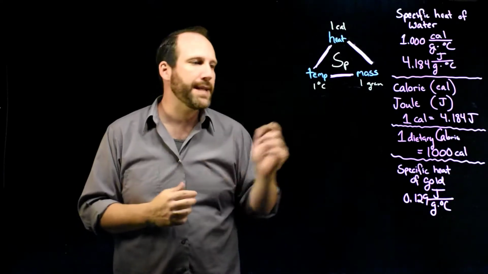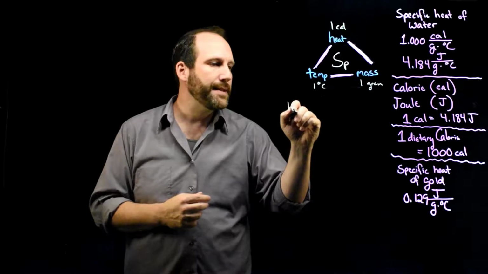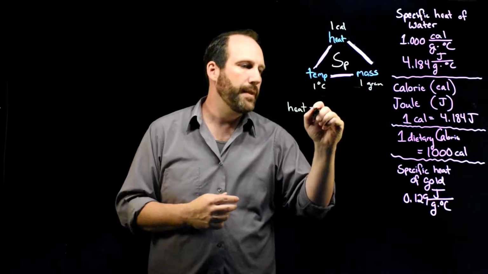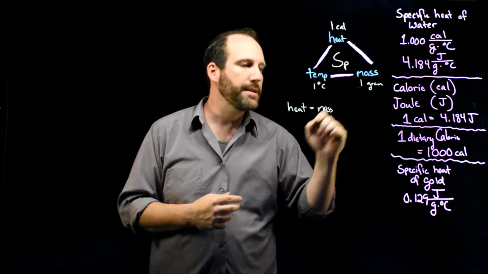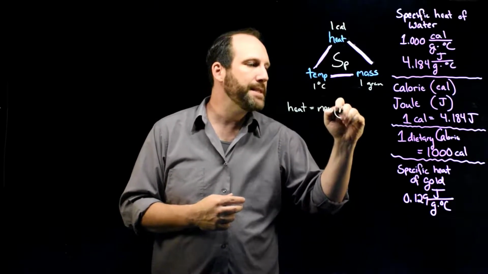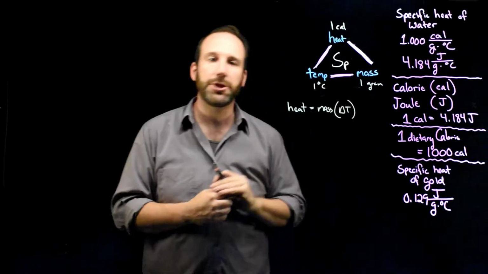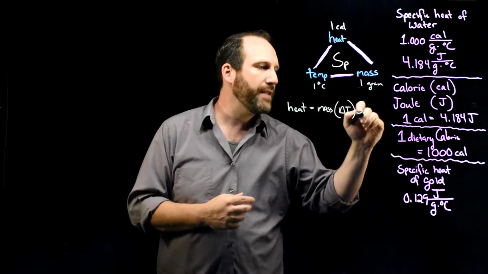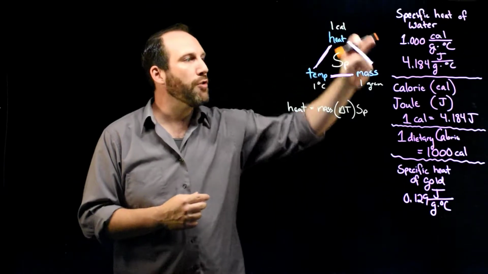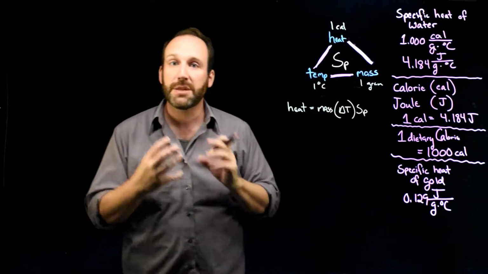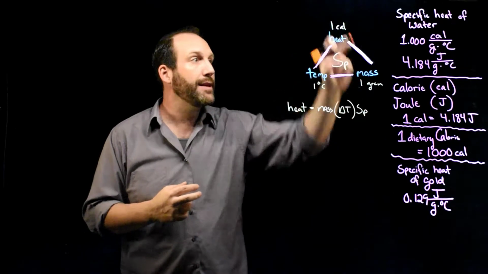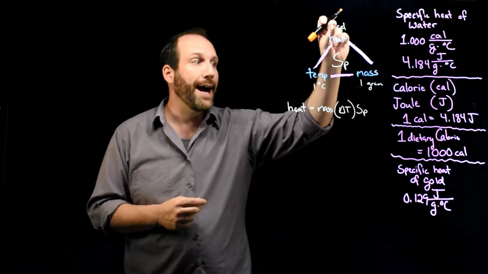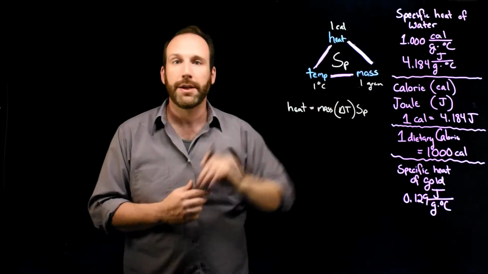And so what we can say is that heat is equal to the mass of an object multiplied by its change in temperature, multiplied by its specific heat. Remember, for this triangle here, I used specific heat to define the vertices of this triangle. For water, 1 calorie will raise 1 gram, 1 degree Celsius.